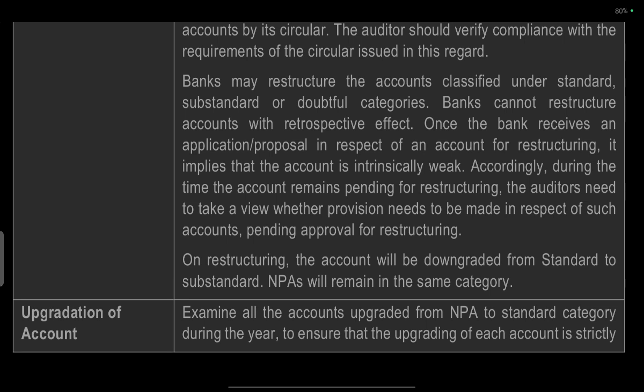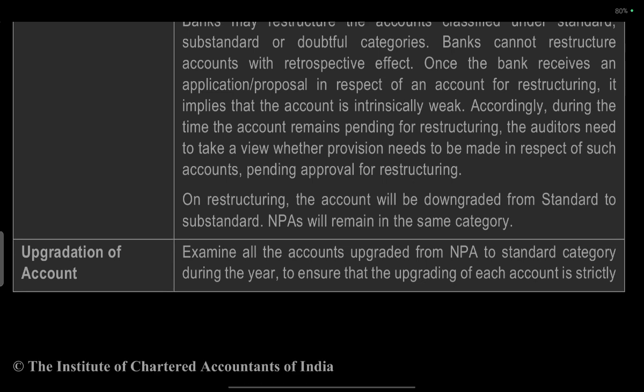Once the bank receives an application in respect of an account for restructuring, it implies that the account is intrinsically weak. During the time the account remains pending for restructuring, the auditor needs to take a view whether provision needs to be made in respect of such accounts pending approval for restructuring. Once restructured, the account will be downgraded from standard to substandard. An NPA will remain in the same category.